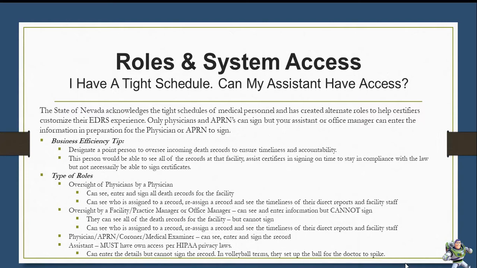The next type of role is oversight by a facility practice manager or an office manager who can see and enter information but cannot sign. They may also see who is assigned to a record, reassign a record, and see the timeliness of their direct reports and facility staff. The next type of role is a physician, APRN, coroner, or medical examiner who can see, enter, and sign the record. The last type of role is the assistant, who may enter details of the record but cannot sign. Please note that anyone with this type of role must have their own login. No logins may be shared.